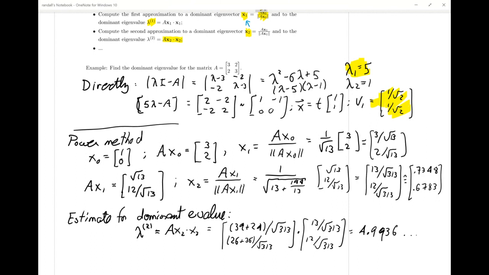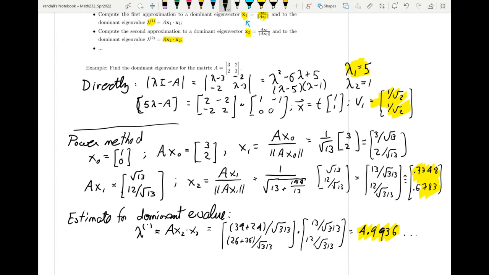So this is the second vector that estimates the dominant eigenvector, and it's getting close to 1 over root 2. 1 over root 2 is 0.7 such and such, as we'll see below, so it's getting close. And also the estimate for the dominant eigenvalue is already getting quite close at the second iteration.